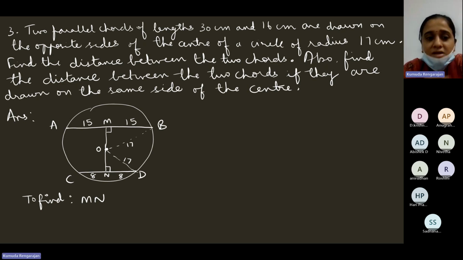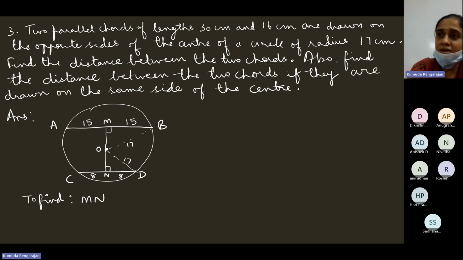Okay. Circle with center O, AB and CD are the two parallel chords on the opposite sides of the center. AB is 30. OM and ON are the perpendiculars from the center to the two chords, that we have to always take. OM is perpendicular to AB. We have to draw OM such that it's perpendicular to AB.